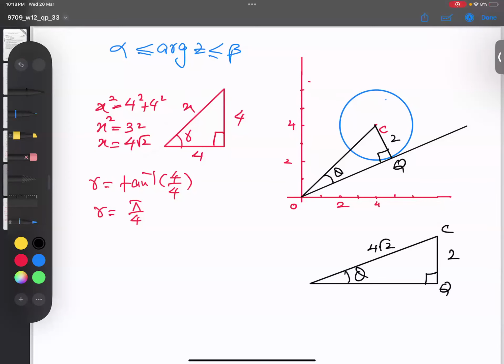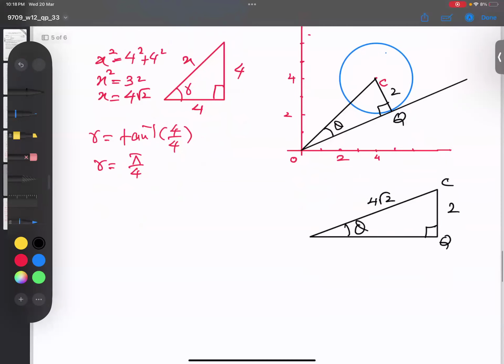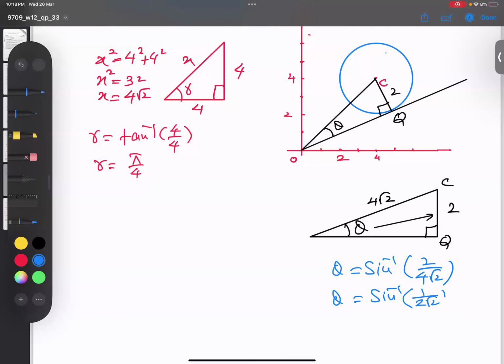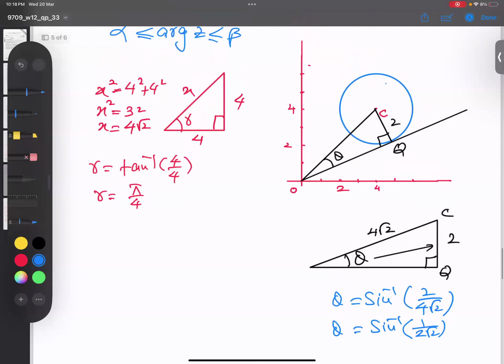So this theta I'm looking for is not hard to find. In front of the angle is the opposite, and we have the hypotenuse, so theta is equal to sine inverse of opposite by hypotenuse. This is very clear. I'm leaving it as it is: theta is equal to sine inverse of 1 over 2 root 2. I will find the value later on.